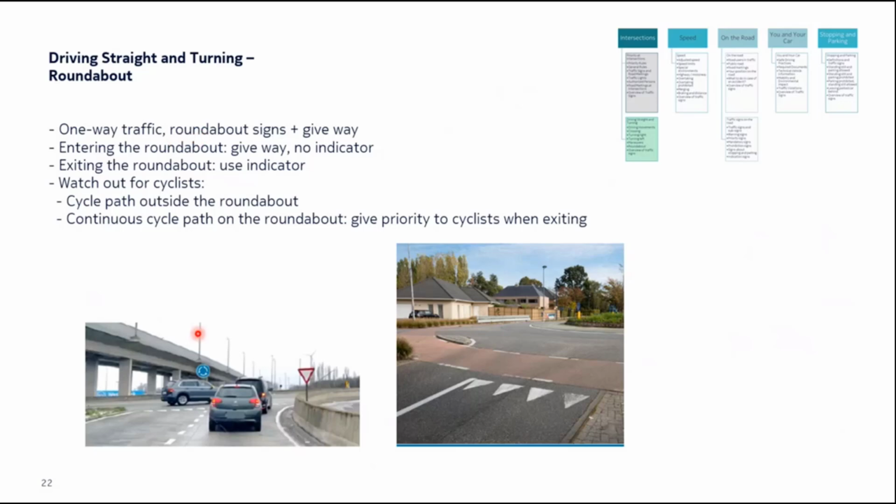When you are entering a roundabout, you should watch out for this roundabout sign here and then the give priority sign. So these are the things that indicate a roundabout. When you are entering the roundabout, give priority, and there is no need for you to use indicators. Always when you enter a roundabout, you will see this shark teeth. Like here, you see the shark teeth. Here also you see the shark teeth. When you exit the roundabout, always use an indicator.